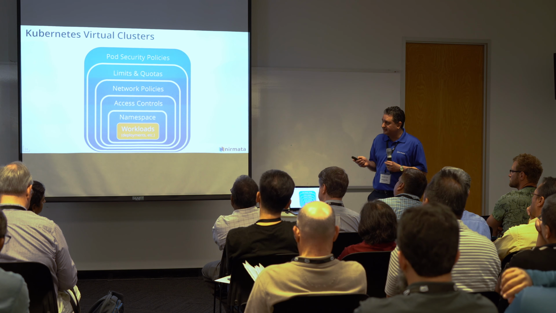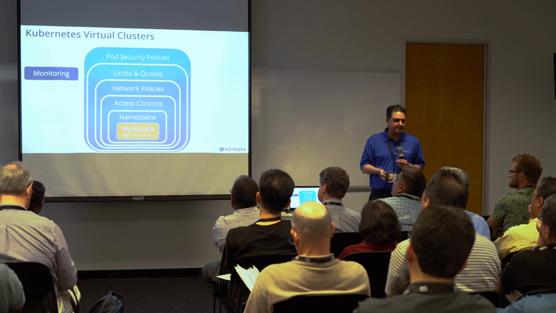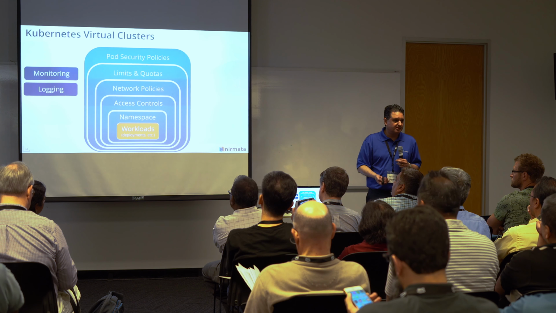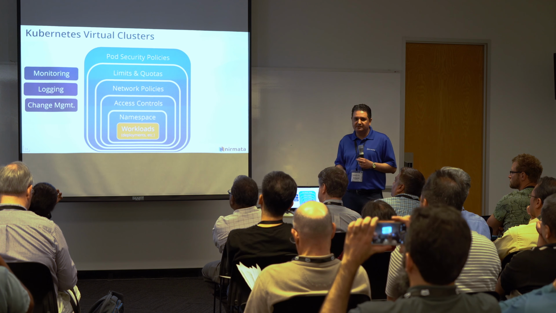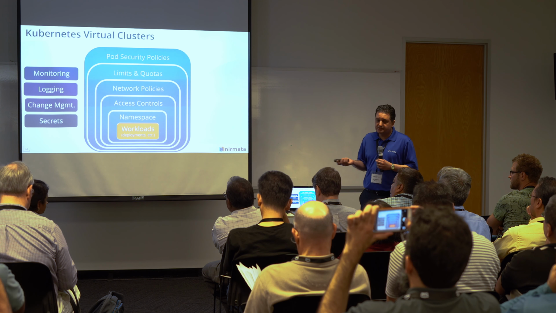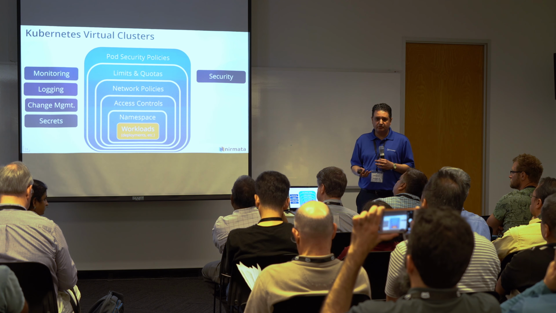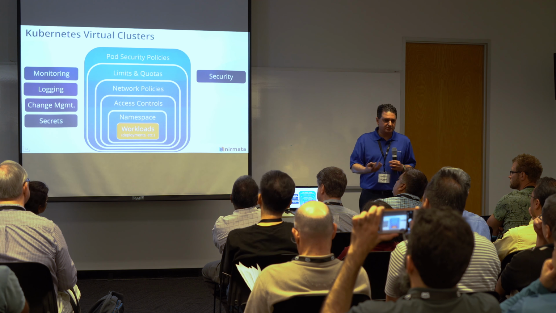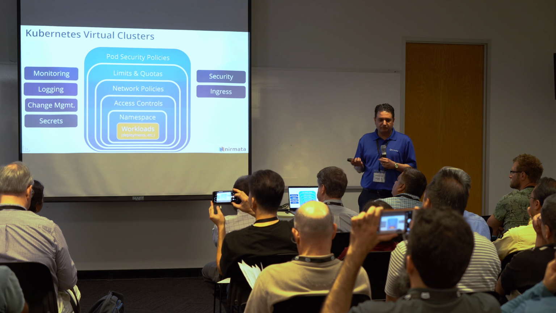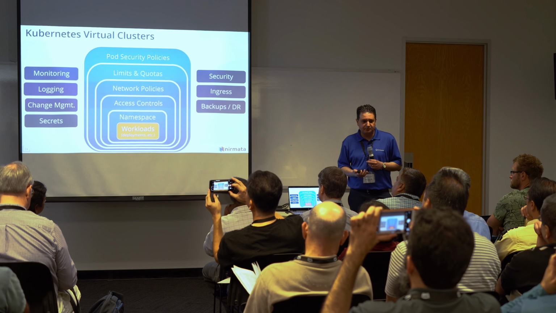And the story gets a little bit more interesting, because now if you have a team, they probably want their own monitoring dashboard. They probably want their own logging, which is isolated from other applications and other teams. You want some change management, whether it's GitOps, Jenkins, whatever you're using, to be able to manage that. You need to configure secrets access for those applications. You need more security controls, if you're using Twistlock or Aquasec or any of these security tools. You need an ingress for the applications within those namespaces. You need to think about backups and DR if these are production applications.